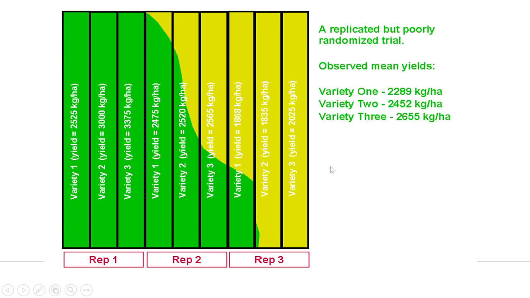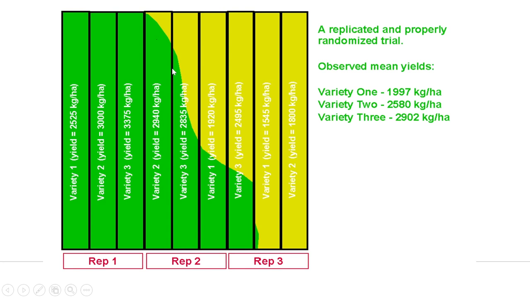If we actually properly randomize this trial, which means that within each replicate, we're randomizing the pattern or the order that the varieties are planted in, that the treatments are imposed. So in replicate 1, we have variety 1, 2, and 3. Then in replicate 2, we have variety 2, 3, and 1. And then 3, 1, and 2. And just that change in randomization, properly randomizing the treatments within each replicate, you have differences in yield.